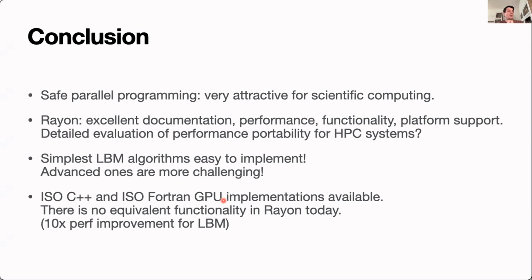And one main thing that's missing, and me working at NVIDIA, this is interesting to me, is that the ISO C++ and ISO Fortran code that I showed before actually runs on GPUs as is. Right? You just compile with a different flag and it will run on GPU. And this gives you a 10x performance improvement over CPU code. So currently, there is no equivalent way to do that in Rayon today.